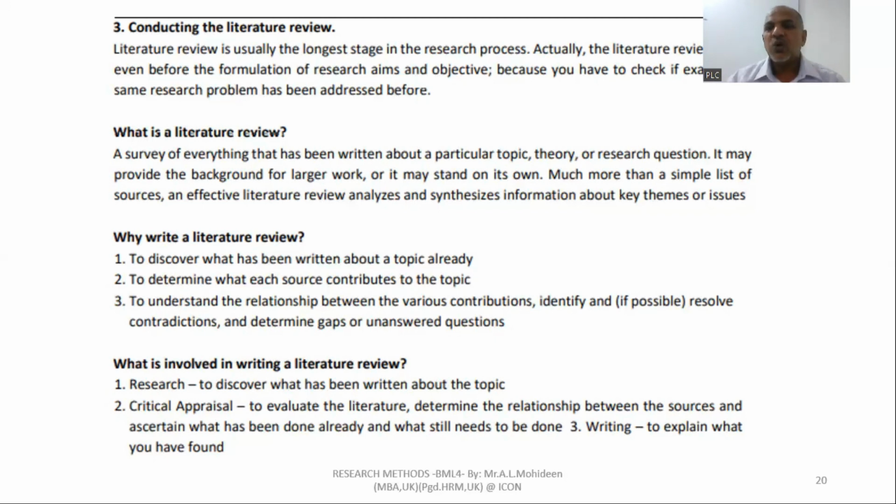Yes. So you are going to see how this research literature is going to support the area of your research, which is connected with your variables, dependent and independent variables. And what is involved in writing a literature review? A research to discover what has been written about the topic, and critical appraisal to evaluate the literature, determine the relationship between the sources, what has been done already, and what still needs to be done. So you can go and explain what you have found out.